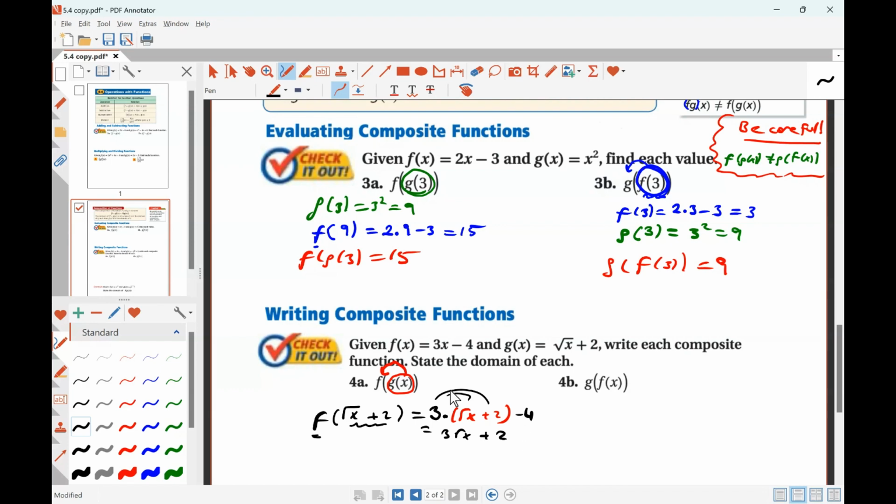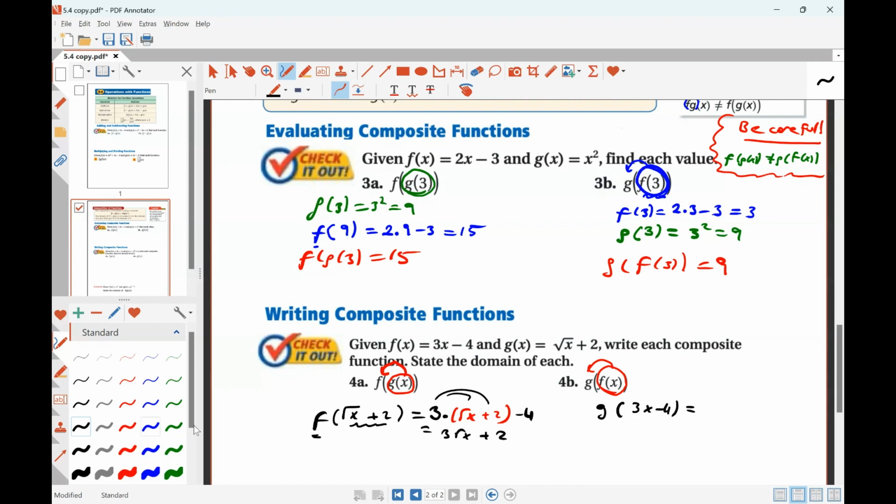For part B, it is the opposite. We reverse the roles. This time we plug f into g. So it becomes g of f of x, which is g of 3x minus 4.